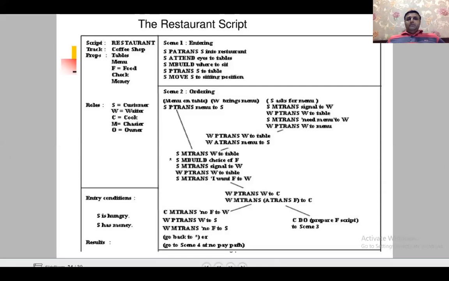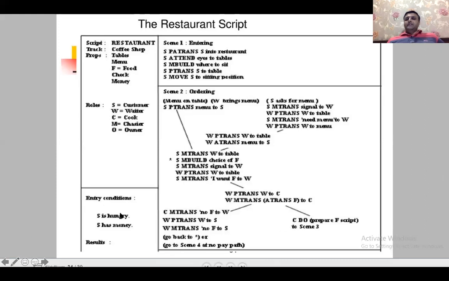Table, menu, food. Okay, check, money. Roles will be like customer, waiter, cook, cashier, owner. All these are the roles.